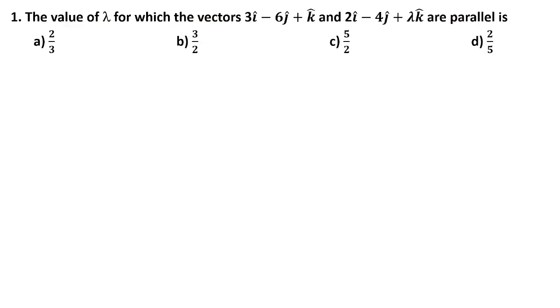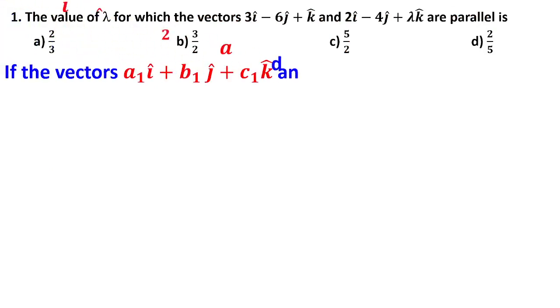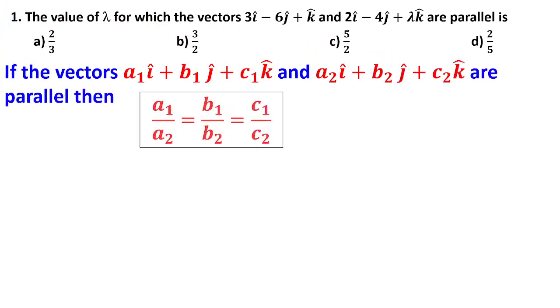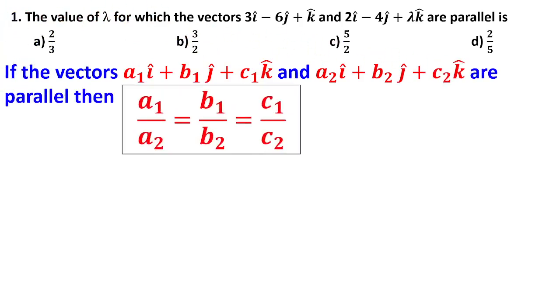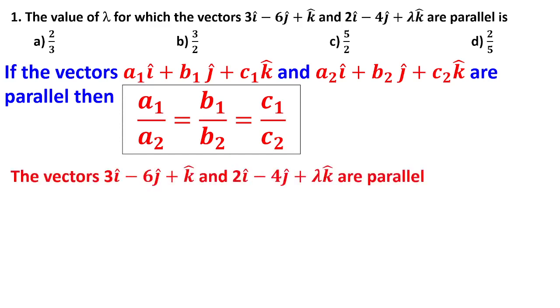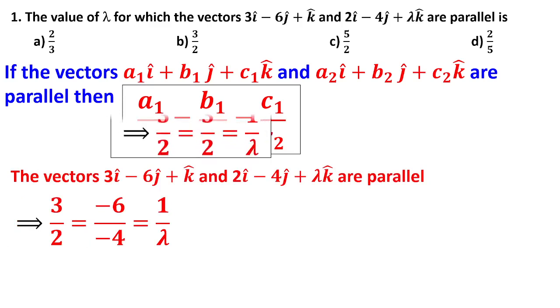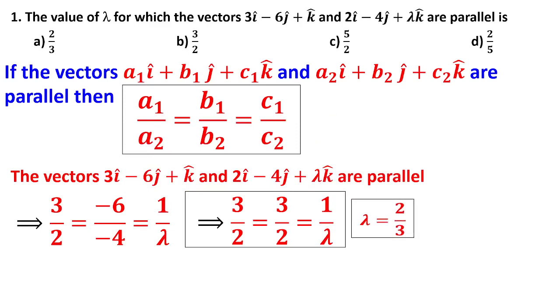Question number 1 from vectors. The value of lambda for which the vectors are parallel. Two vectors are parallel if the components are proportional. A1 by A2 is equal to B1 by B2 is equal to C1 by C2. Use it now. 3 by 2 equal to minus 6 by minus 4 equal to 1 by lambda. Get the value of lambda now. It is 2 by 3. Option A.